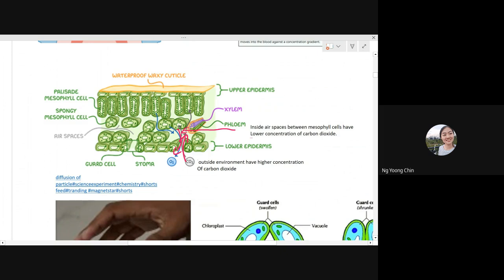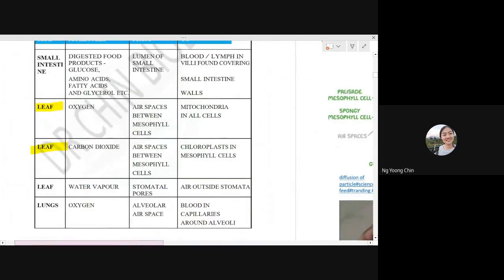How about the oxygen? Inside the mesophyll cell there is a higher concentration of oxygen. However, in the outside environment there is a lower concentration of oxygen. So the oxygen will diffuse from inside to the outside. As simple as that.